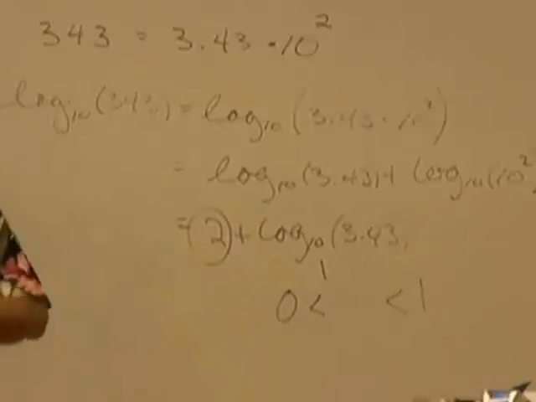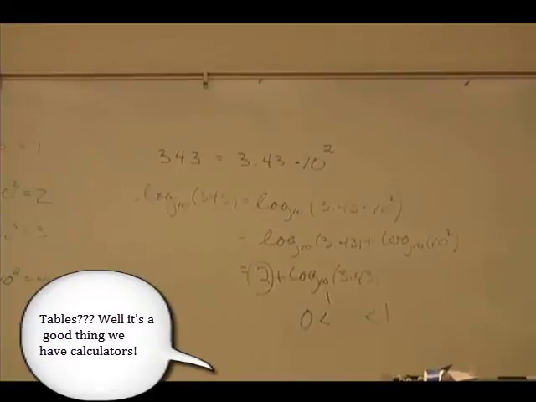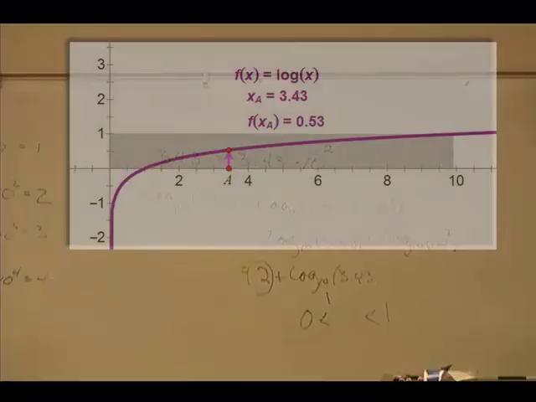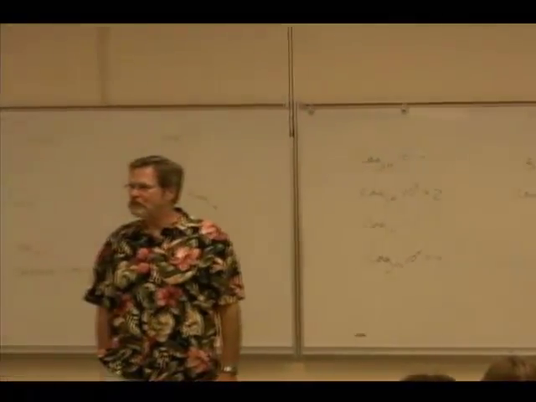And so what people used to do is create tables for the mantissa, right? Look at what is the log of 3.43, for example. It's going to be a number between 0 and 1. Notice, if you know this, then that tells you what the log of 343 is. It's 2 plus whatever that table says is the log of 3.43, right?